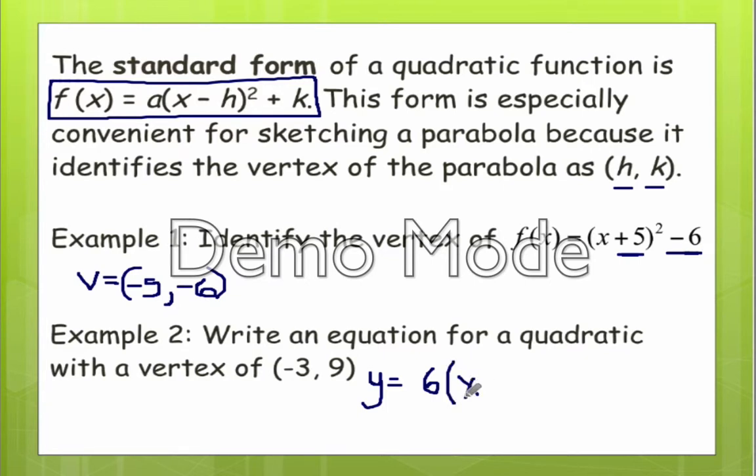And then x minus h. So if the x value of the vertex is negative 3, I want to make sure I have plus 3, because remember, it's the opposite of this. Really, it would have been x minus negative 3, but we know minus a negative is a positive. And then k would be plus 9. So this quadratic here would have a vertex of negative 3, 9.